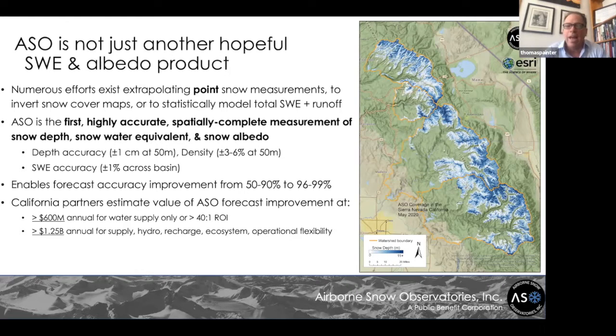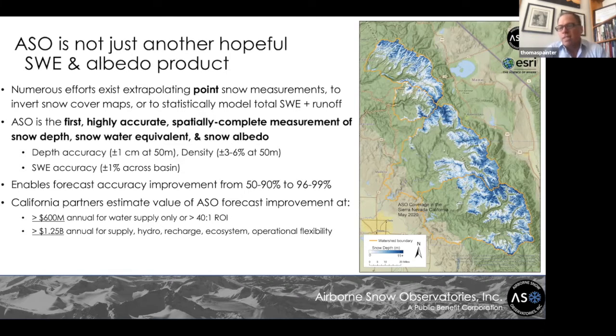Our depth accuracies are plus or minus a centimeter at a 50-meter grid cell. Our snow densities are plus or minus 3 to 6% at 50 meters, and our total basin snow water equivalent accuracy is in the 1 to 2% range across the basin. And it's really bumped that forecasting accuracy up considerably. And in particular, for what is the minimum inflow that I'm going to have into my reservoir or through my river stretch.